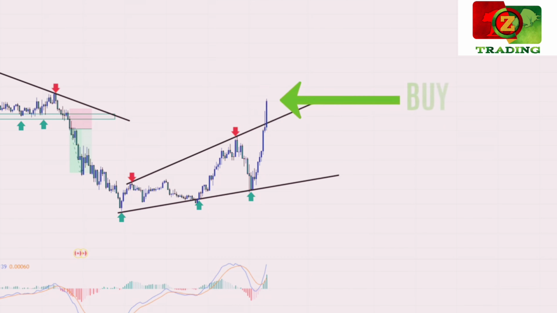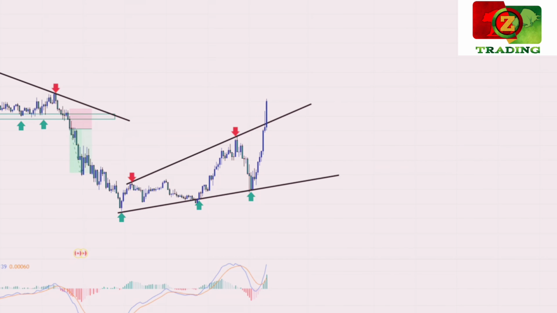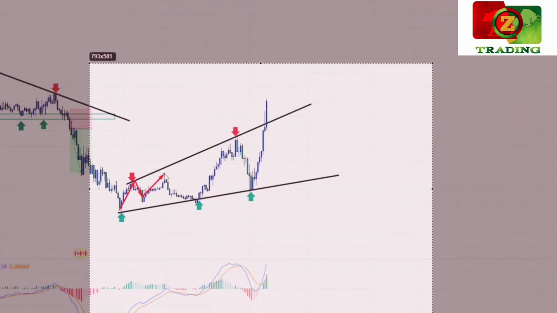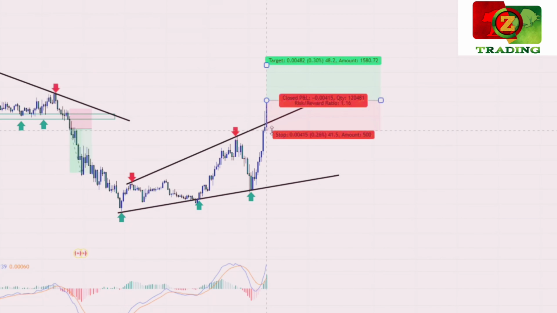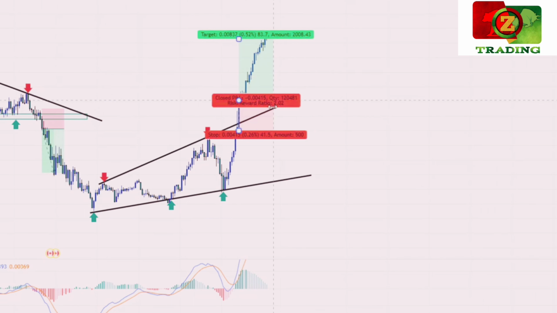We have got 3 confirmations. We will take buy trade. We will place a stop loss at the low of the candle. We won this trade.